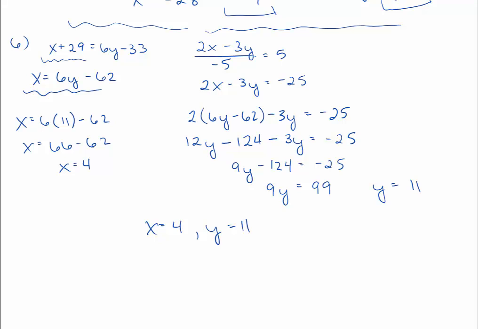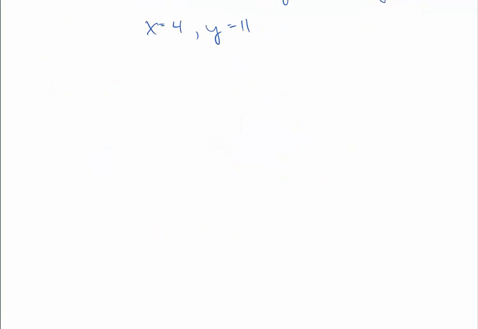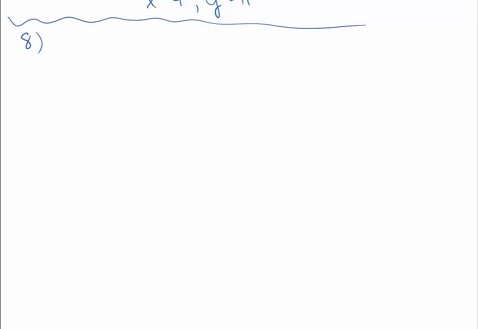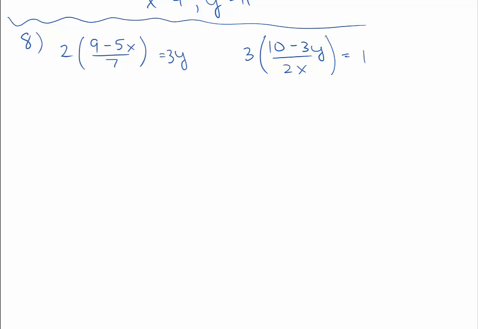Let's move on to number 8. Number 8 looks really fun. Let me draw that. Number 8 says we have 2 times, in parentheses, a fraction, 9 minus 5x over 7, equals 3y. And then our other equation is 3 times, in parentheses, 10 minus 3y over 2x, and then equals 1. Well, that's not so bad. Equals 1, I like that.